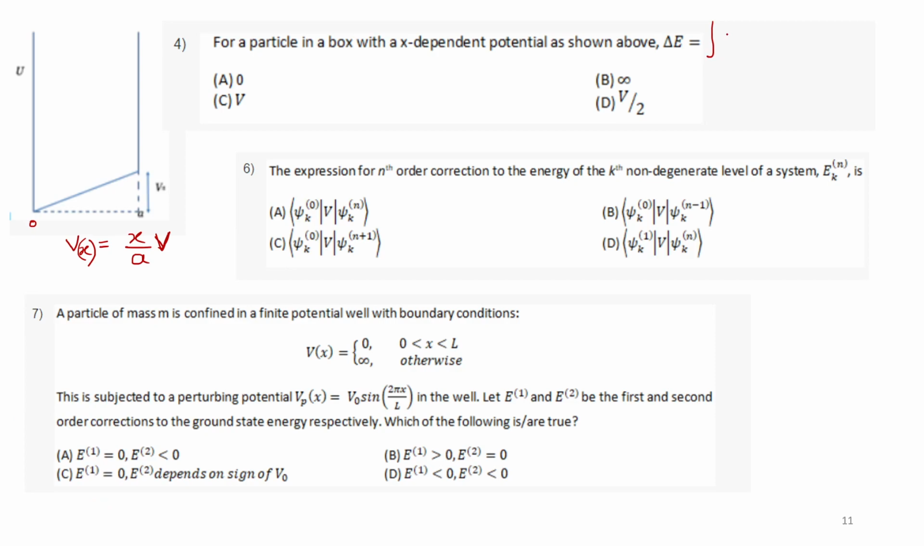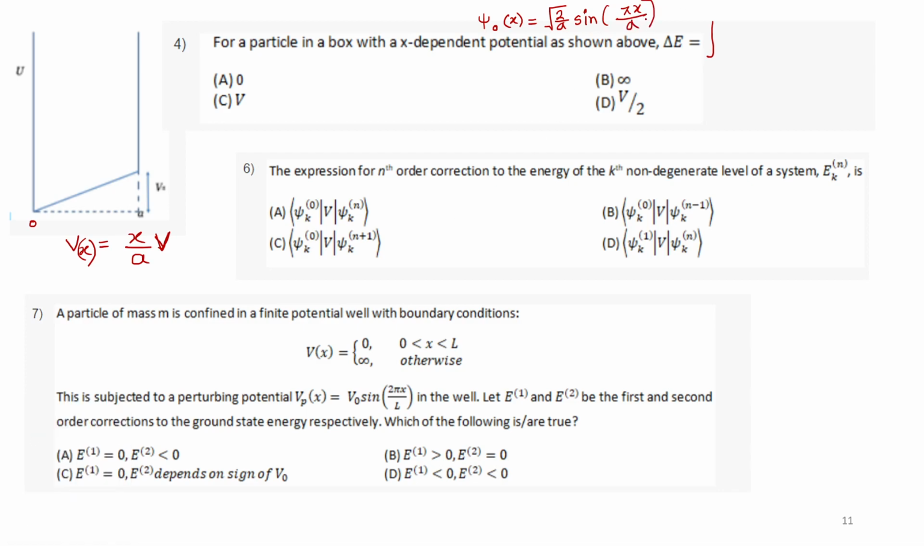See, firstly, the wave function, so this is for the ground state, I guess. So the ground state wave function is the square root of 2 by a, sine of pi x by a.